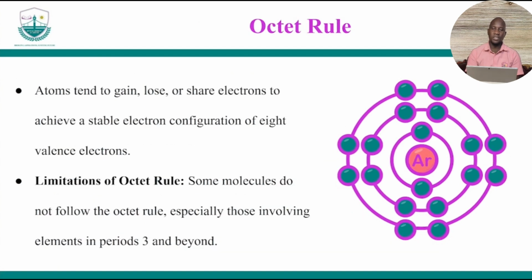So the octet rule is that atoms want to attain, want to have, or want to achieve the noble gas configuration. And that is according to the octet rule. However, there are some elements that do not conform to this rule. Okay, and especially elements of period 3 and beyond.